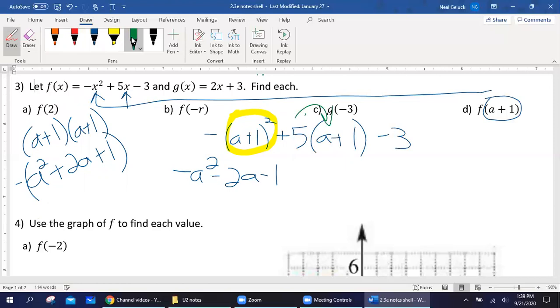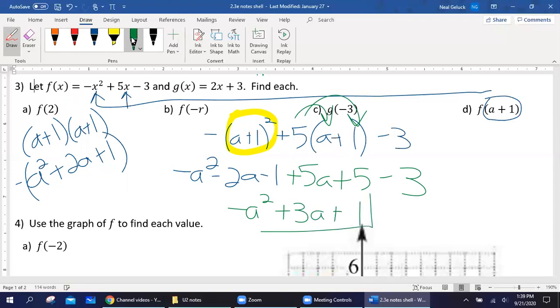I've got to distribute the 5 through this a plus 1. I still have minus 3 on the end. Combining like terms, I end up with negative a squared plus 3a plus 1. So again, whatever is in the parentheses gets plugged in for the variable.